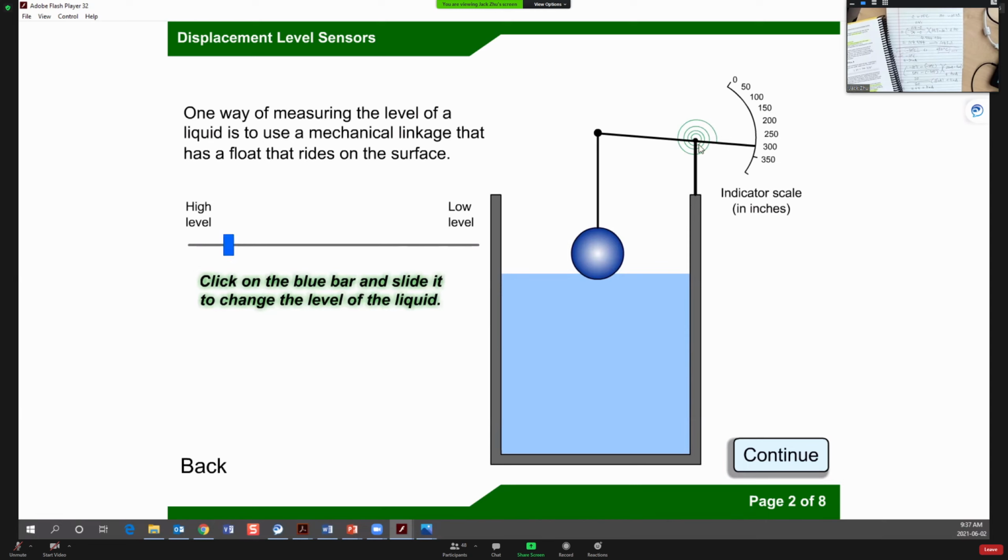So you have a spring connected to the mechanical link and a scale, indicating what the level is in there. So that's the basic, simple way to display the liquid level in a container.